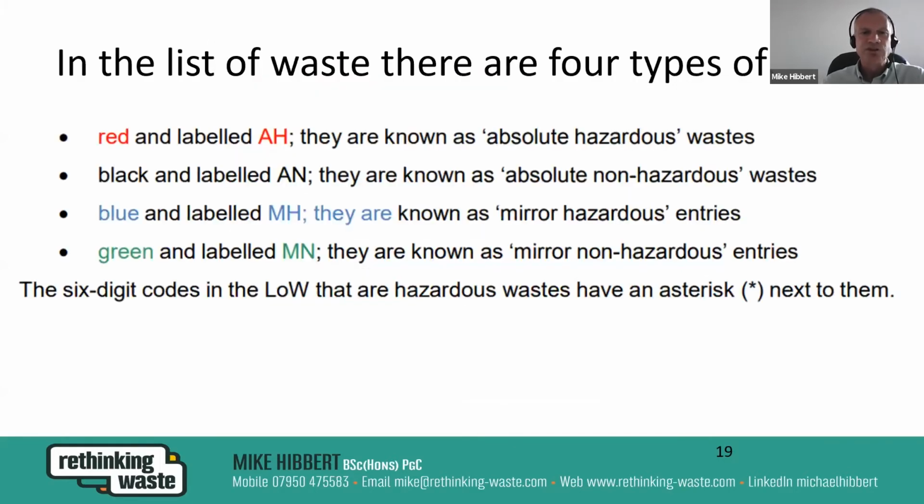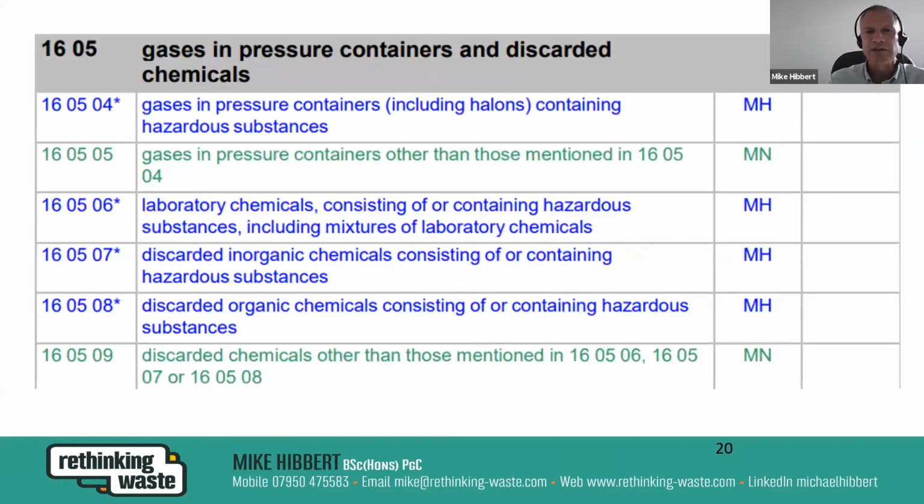Okay, so just to recap, if it's in red, it's an absolute hazardous waste. If it's in black, it's an absolute non-hazardous waste. And if it's in blue or green, it's a mirror hazardous waste. In those circumstances, we have to look more closely at the composition and determine whether it is above or below the threshold to make it hazardous. And that is set in the guidance.